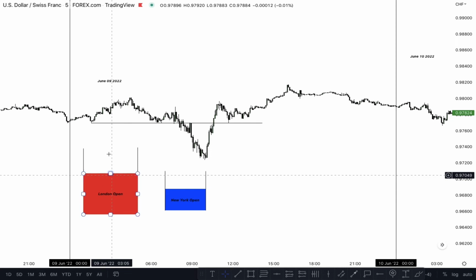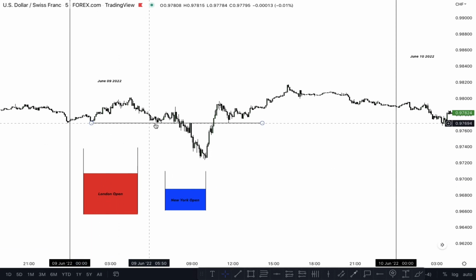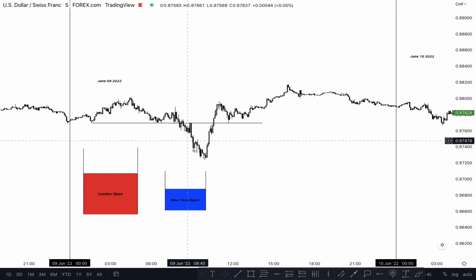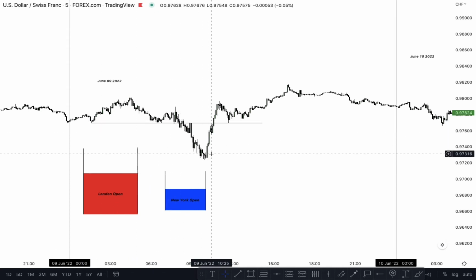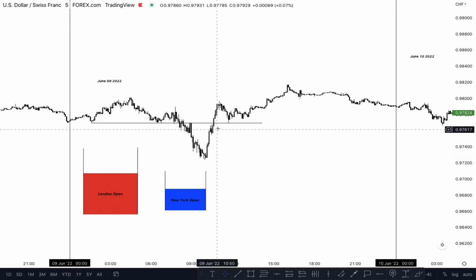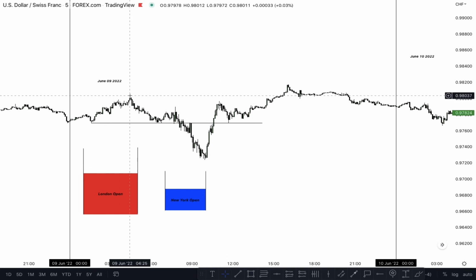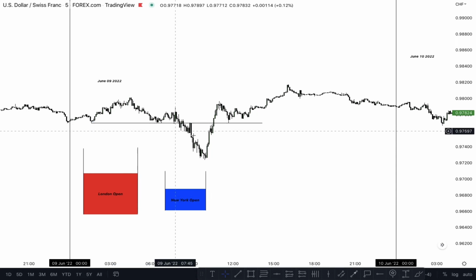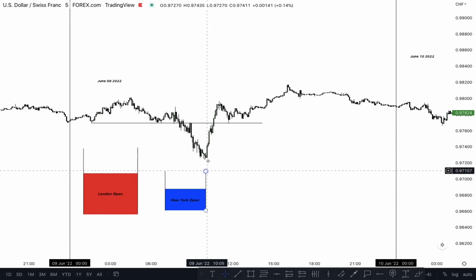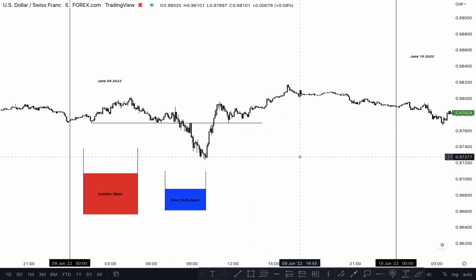As you can see, the London open session is here, and that's the low that is formed. And then the New York session opens, comes down, and rips below it. Now price then reverses and takes out the London open's high and the London open's low. So that's where you'll get that characteristic of a New York reversal. Now let's look at the next trading day.